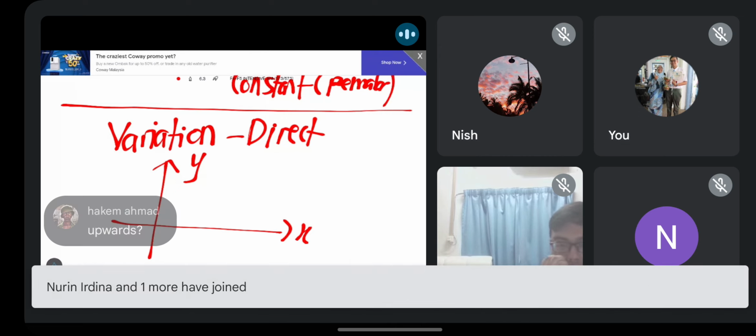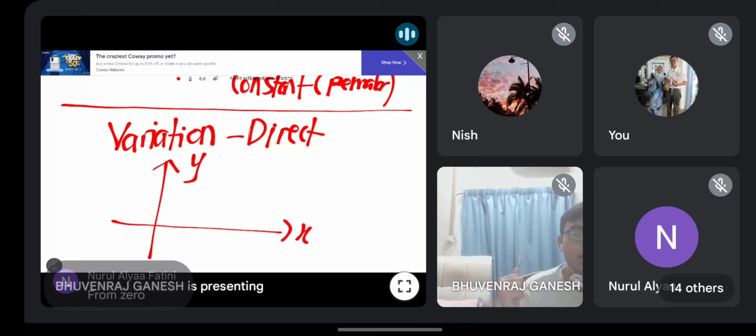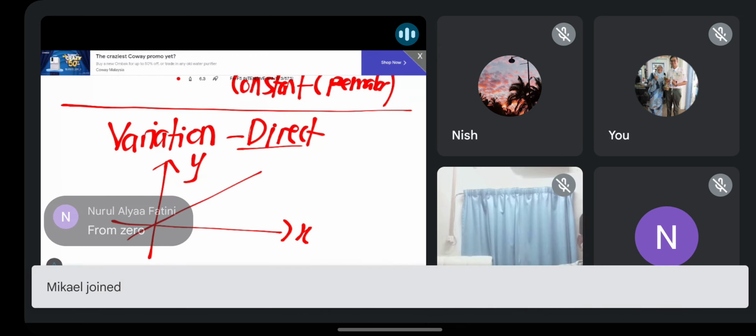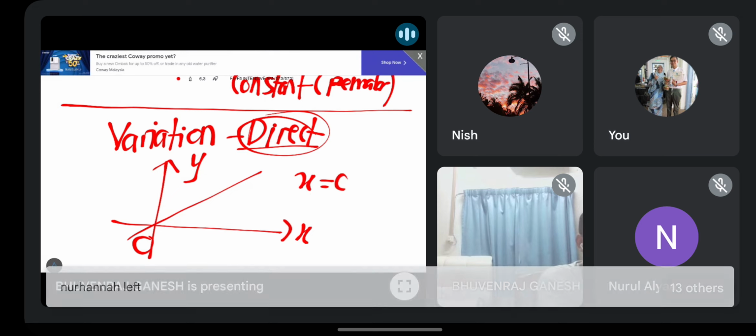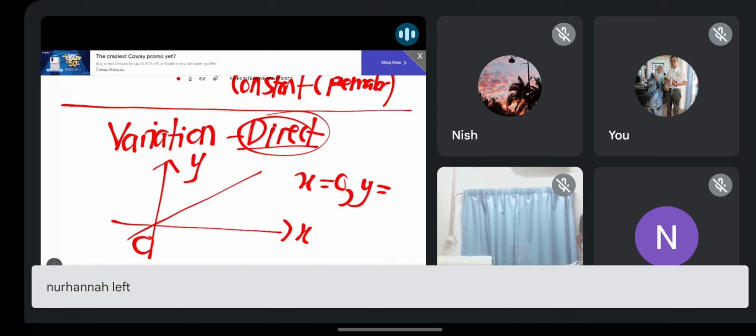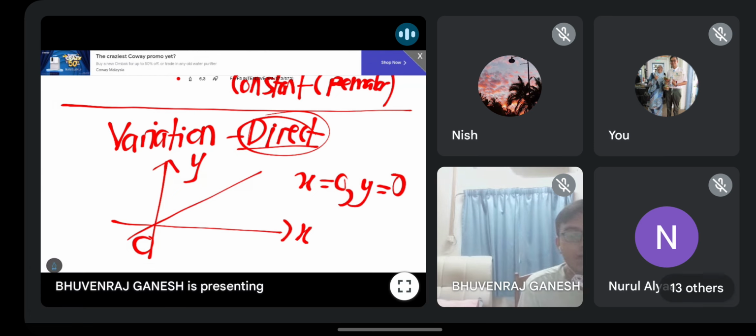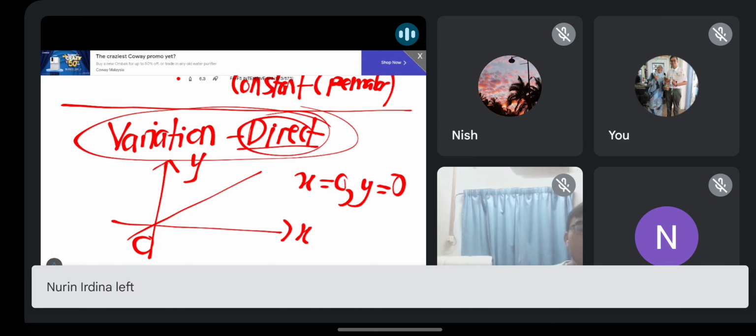Pass where? Yes, upwards, correct. Bypass to which point? Dia lalui titik mana? Garis lurus tu. Very good, from 0. Remember if direct variation, ubahan langsung, dia kena sentuh asalan, origin. Because when X equal to 0, Y equal to 0. Bila nilai X kamu kosong, nilai Y pasti kosong. Untuk ubahan langsung, direct variation. That's why dia kena lalui asalan. It must pass to the origin.